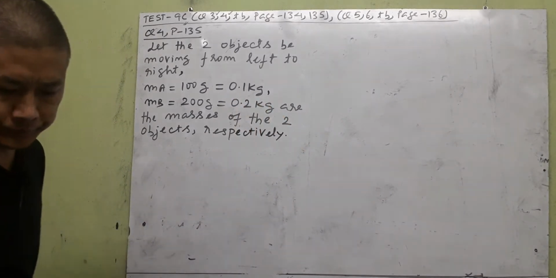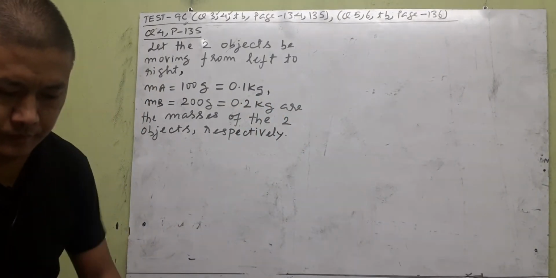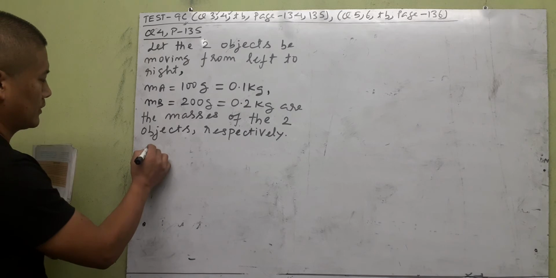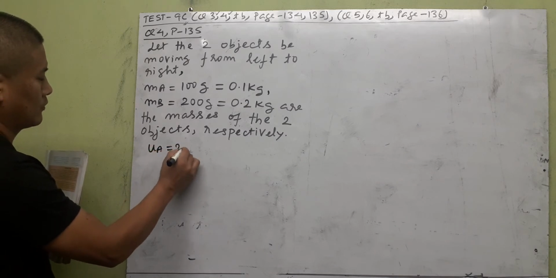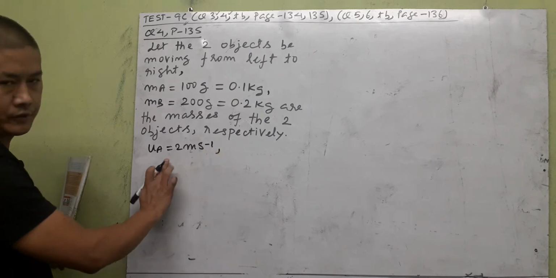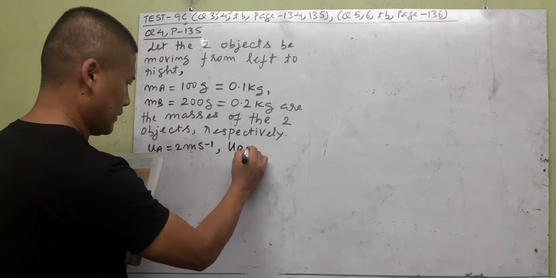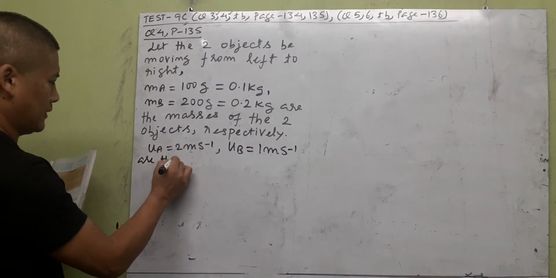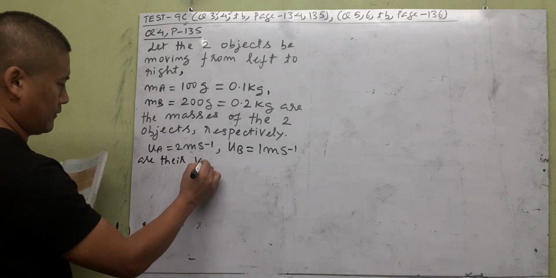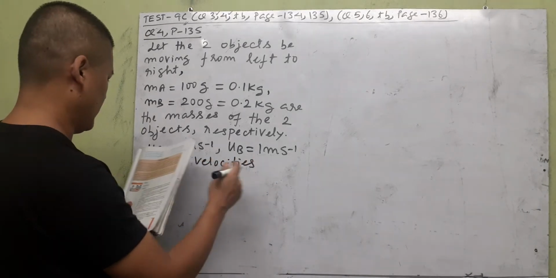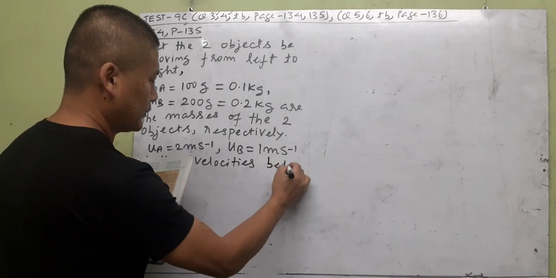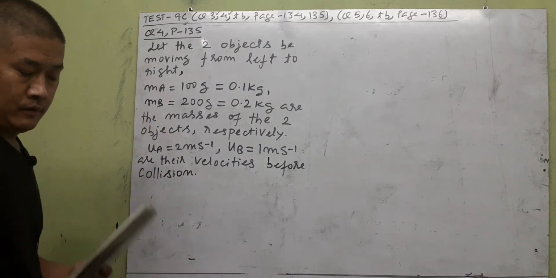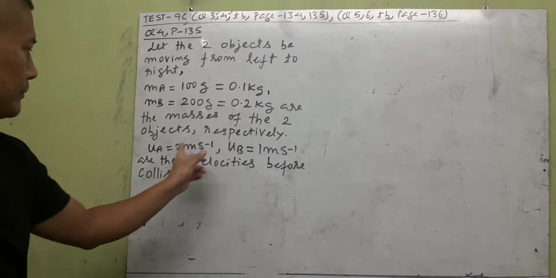Let's say then, with velocities 2 and 1 meter per second. The first object's initial velocity was 2 meter per second. This is fine because this is an SI unit. The second object is moving with 1 meter per second. These are their velocities before collision, before they touch each other. Both are moving from left to right, plus plus therefore.